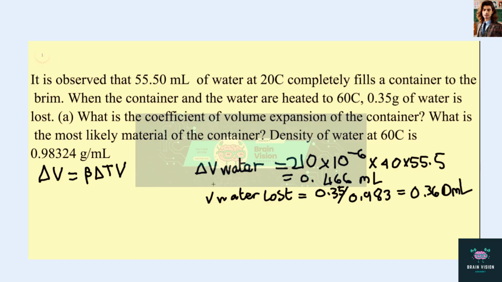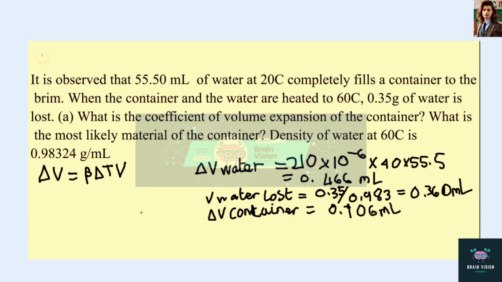So we can see from that the change of volume of the container is simply going to be given by the change of volume of water, subtract the volume of water lost. So that is simply 0.466 minus 0.360. So delta V container is equal to 0.106 milliliters.